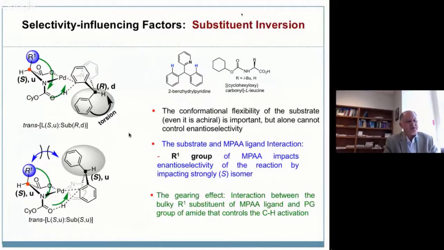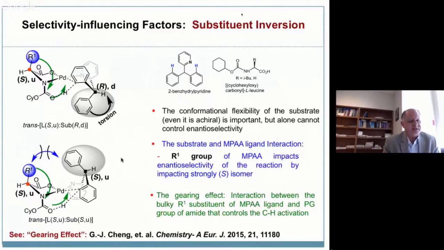The third factor is a gearing effect. The gearing effect is defined as an interaction between the bulky R substituent of the MPAA ligand and the protecting group of this amide center. This controls the palladium plane where the C-H functionalization process takes place. I should mention that previously the gearing effect was proposed and extensively used by Professor Jin-Quan Yu's group.